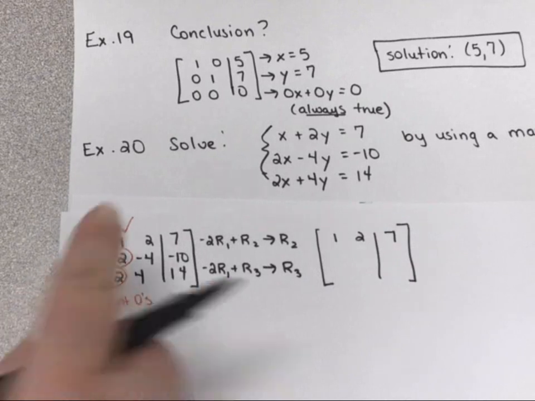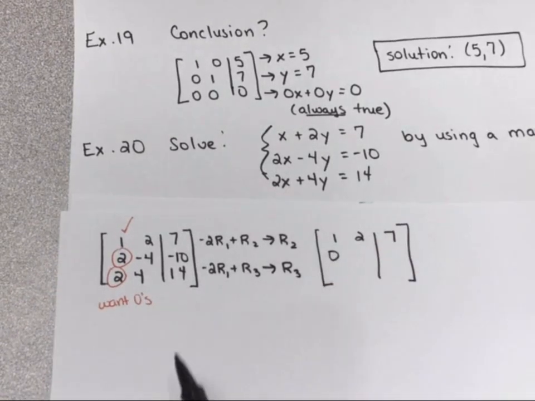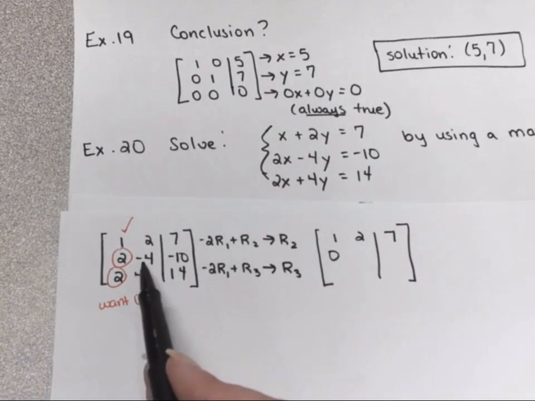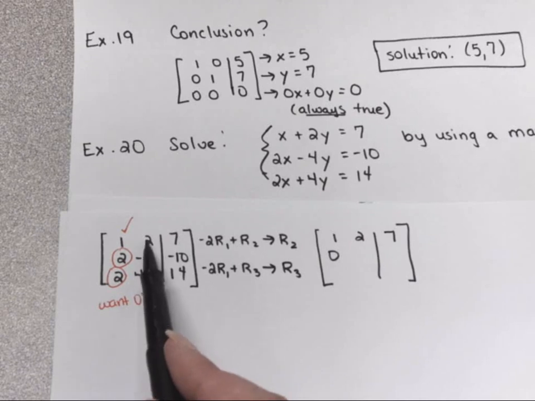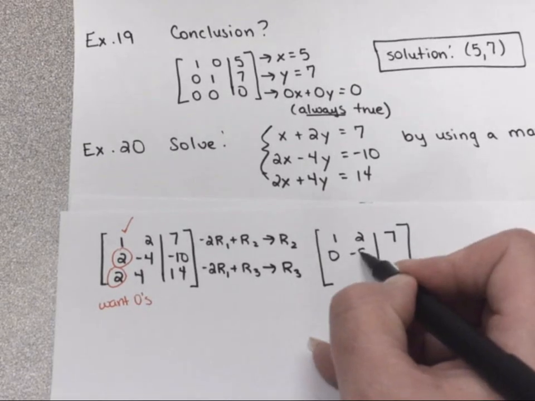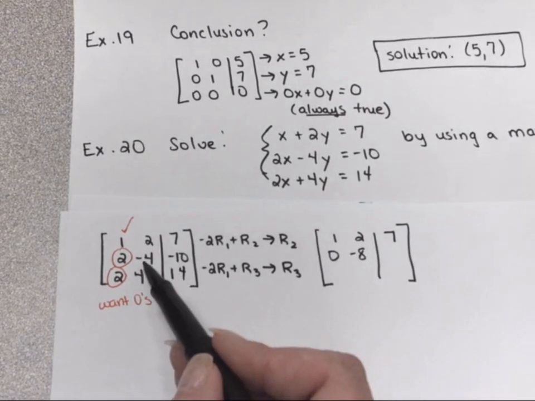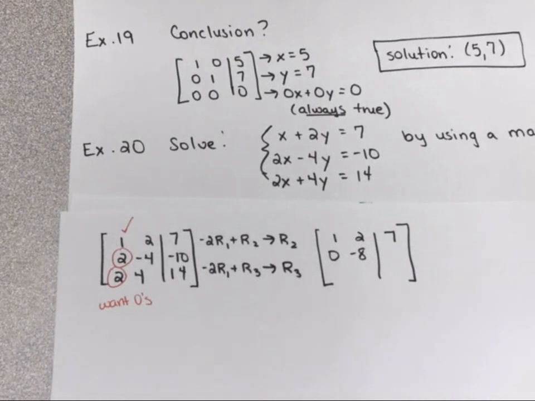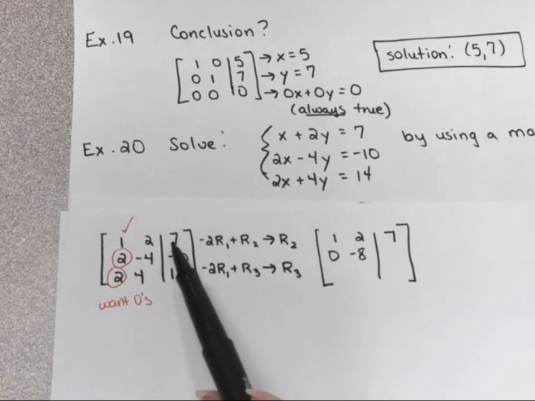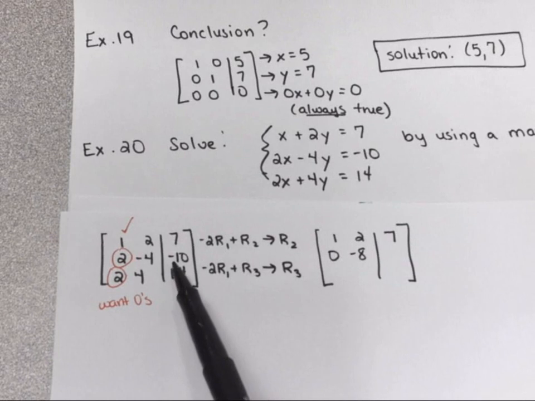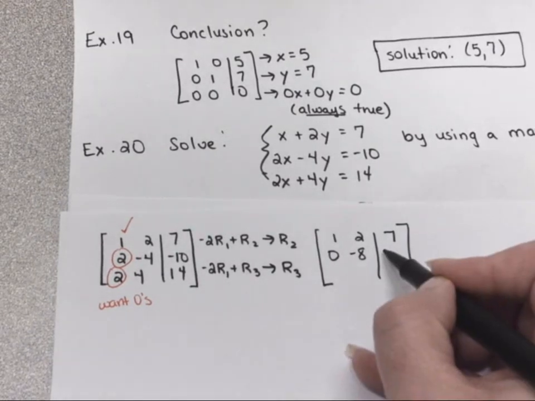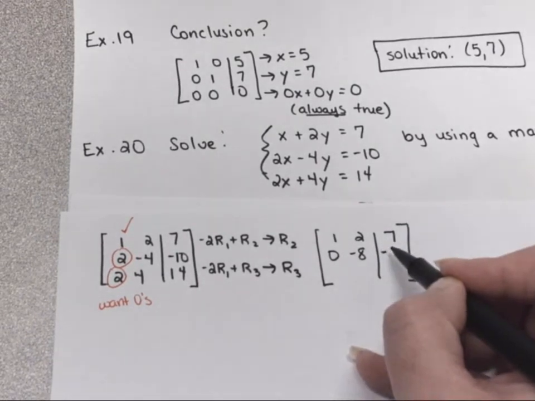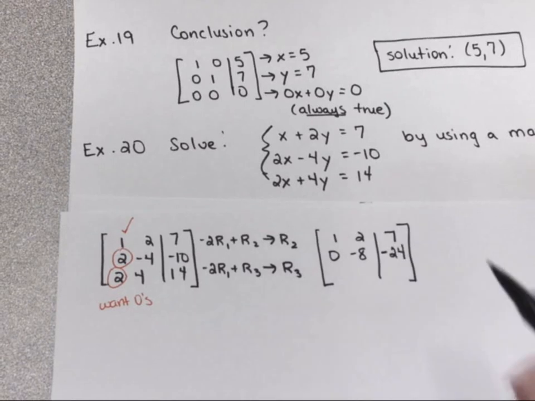All right, so -2 plus 2 is 0, just like we wanted. -2 times this plus -4 would be -8. Careful about your signs, right? That would be -4 plus -4, which is not 0, it's -8. -2 times 7 is -14, plus -10 is what? -24, I think.